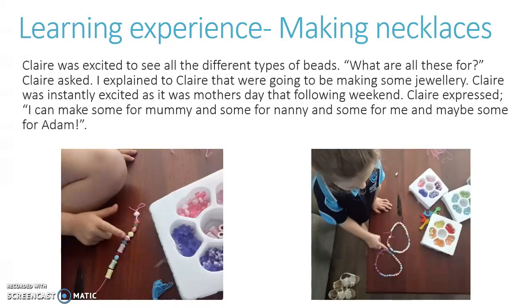My second learning experience was making necklaces. Claire was excited to see all different types of beads. "What are these for?" Claire asked. I explained to Claire that we were going to be making some jewelry. Claire was instantly excited as it was Mother's Day that following weekend. Claire expressed, "I can make some for Mummy, some for Nanny, and some for me, and maybe some for Adam."